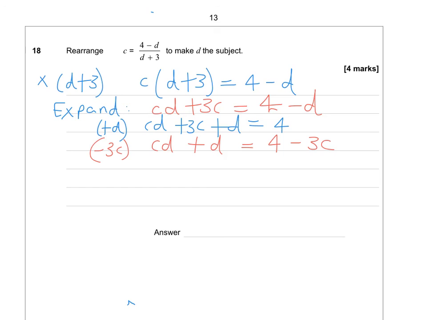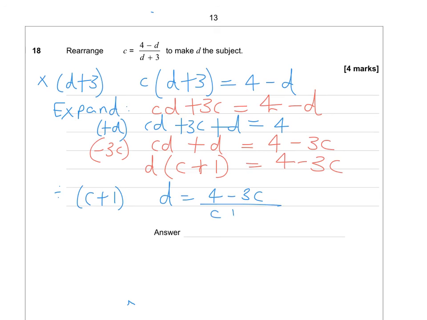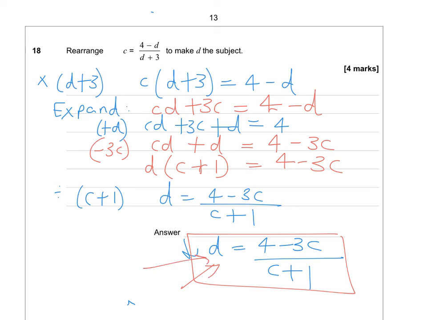We now factorise the D. So D bracket C plus 1 on the left-hand side is equal to 4, take away 3C. And to isolate the D, we then divide by C plus 1, giving us D equals 4, take away 3C over C plus 1. And making sure we write that in the answer space, D equals 4, take away 3C over C plus 1. And don't forget to write down D equals as well as the right-hand side.